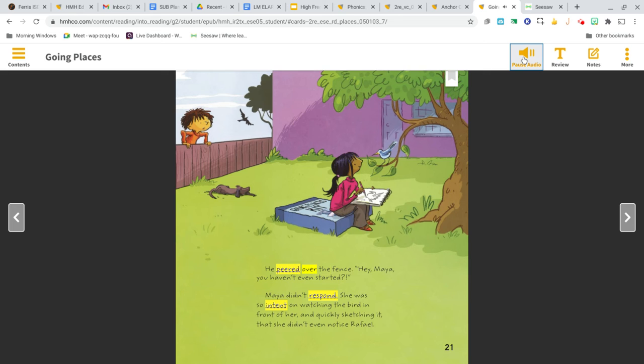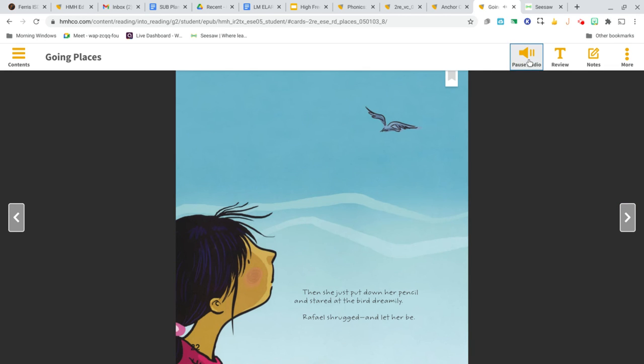He peered over the fence. "Hey, Maya, you haven't even started." Maya didn't respond. She was so intent on watching the bird in front of her and quickly sketching it that she didn't even notice Raphael. Then she just put down her pencil and stared at the bird dreamily. Raphael shrugged and let her be.